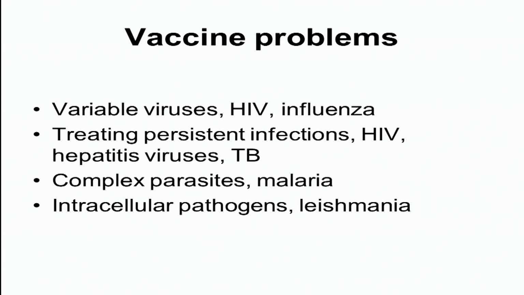That's a problem with HIV. That's also a problem with hepatitis viruses. And it's a problem with TB, tuberculosis, which is a persistent infection. And we have some pathogens who are too complicated for me even to think about, which are parasites such as malaria or intracellular organisms like Leishmania. So we still need better vaccine technology.